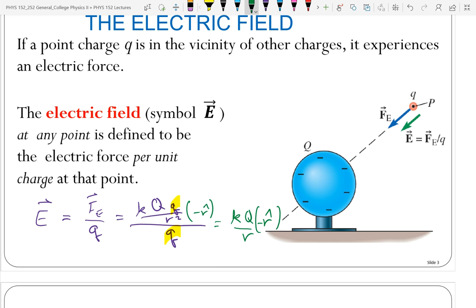So the electric field is here to help us calculate force. Now I can take that electric field, and the electric field is kQ over r squared in the minus r hat direction everywhere. It's a vector field. It has direction. What's the difference in this vector field? Oh, and I forgot to put a square.